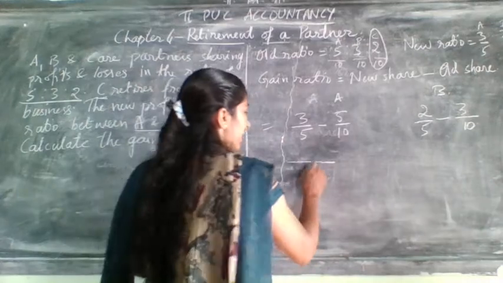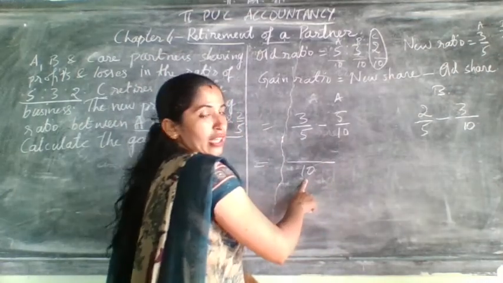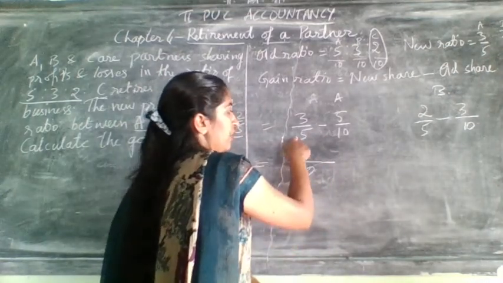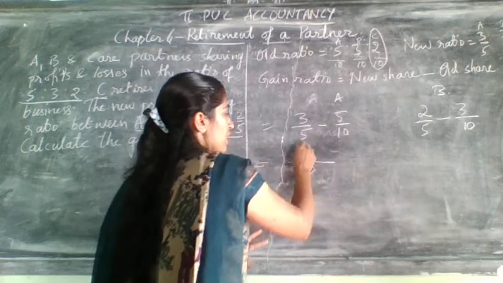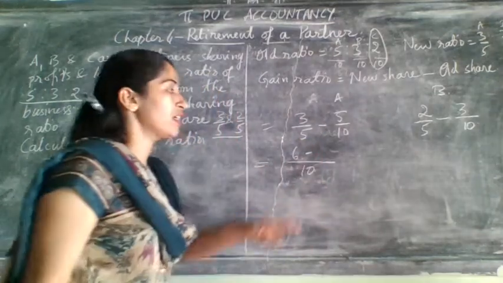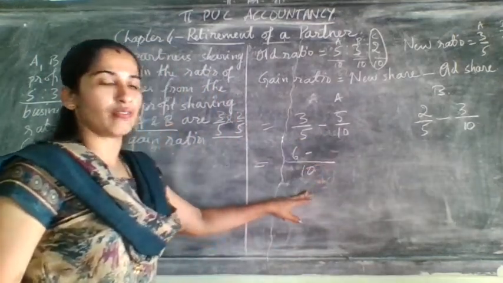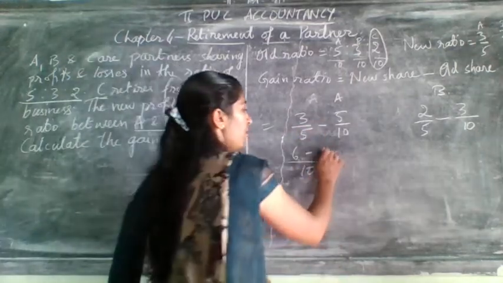So you can take 10. 5, how much are 10? Take your calculator. 10 divided by 5, it will come 2. 2 3s are 6. Minus 10 divided by 10, it will come 1. 1 5s are 5.